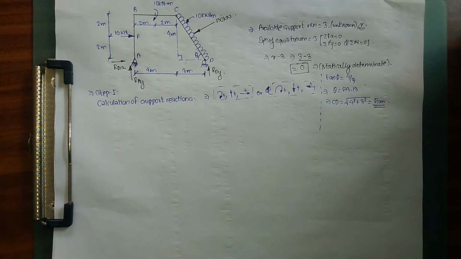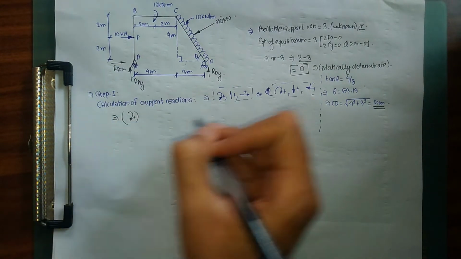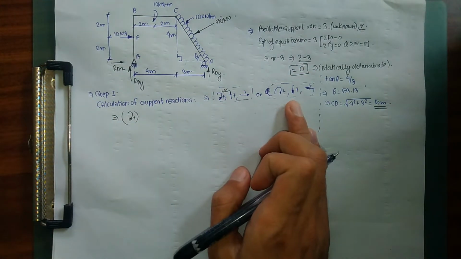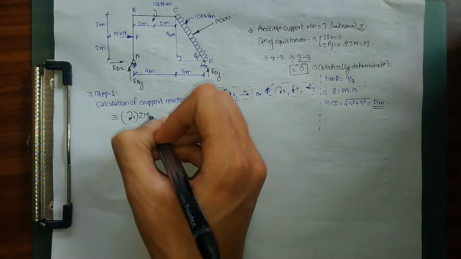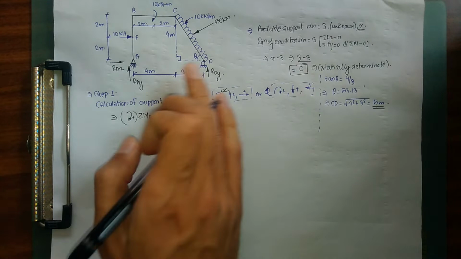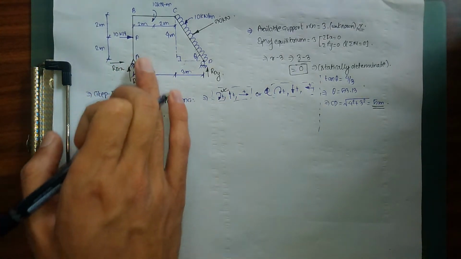So now in order to find our support reactions, what we are going to do next is take moment about A, and we are going to take clockwise moment as 0. You can take anti-clockwise moment as 0 as well. There's not going to be any difference. So right now I'm going to take ΣMA equals to 0. You can calculate your moment about D as well, but right now I'm going to calculate moment about point A.